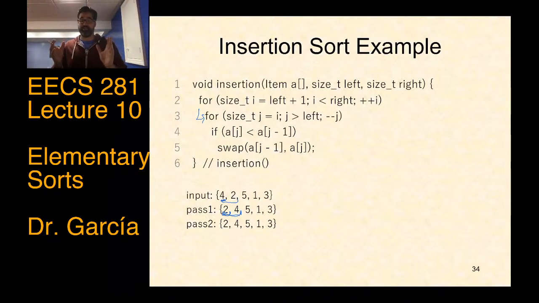So the sorted portion maintains its sorted property. Next, I'm going to consider 5 to be part of my sorted section of the array. I see that it is still in its rightful place, so do nothing. Next pass, I'm considering the 1, and I see that 1 is definitely not in its rightful place amongst the sorted, if you will. So I should bubble it down to its rightful place, which is right here.